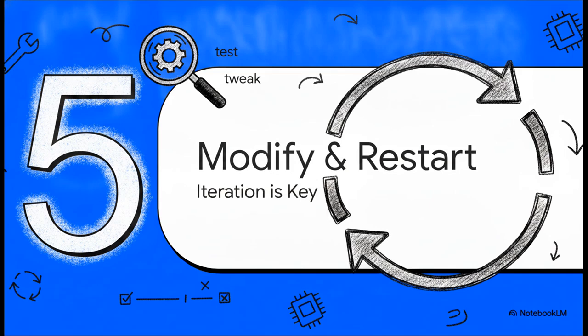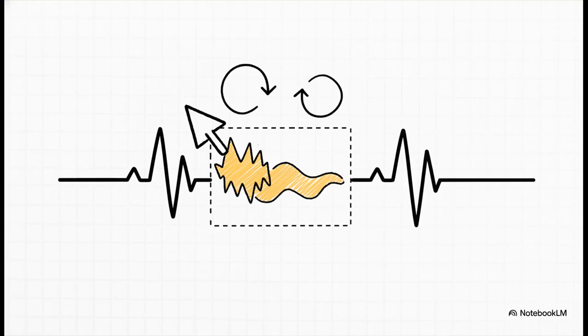Section 5. Modifying and restarting. Iteration is key, guys. Look, hardware design is literally never a one-and-done deal. You test, you tweak, you test again. So let's test a brand new scenario without blowing up our whole project setup.